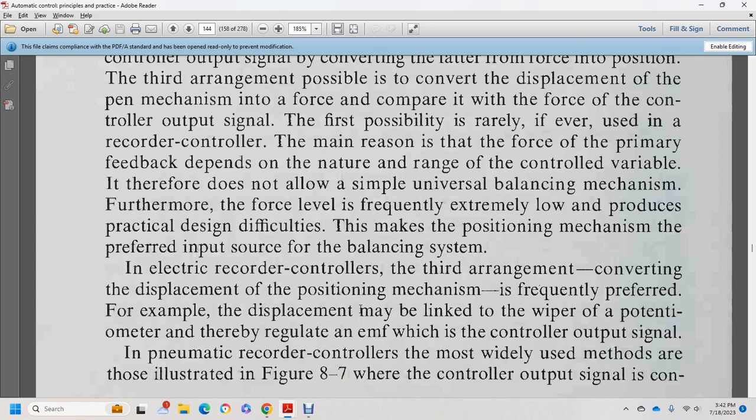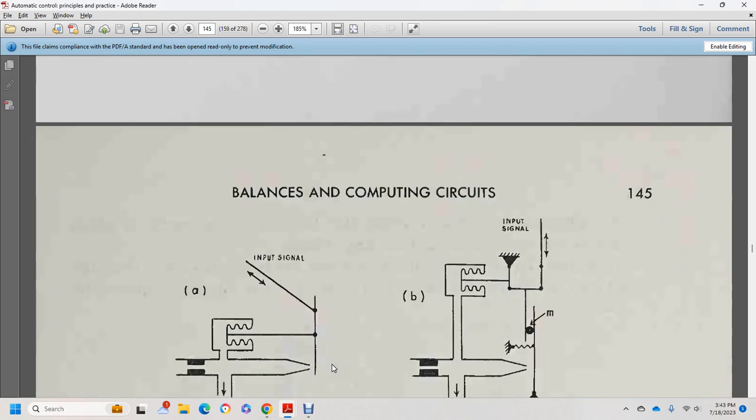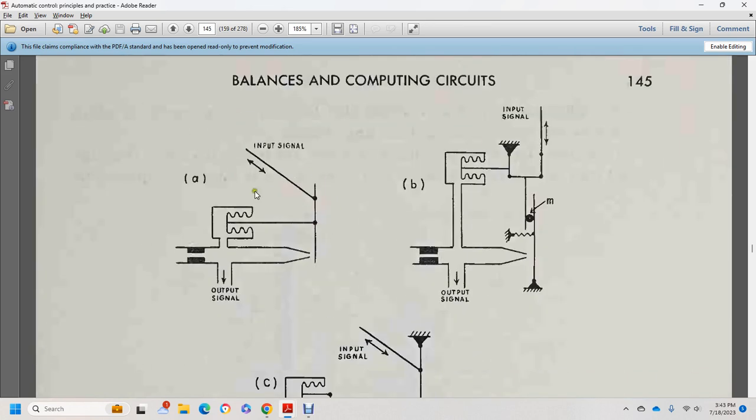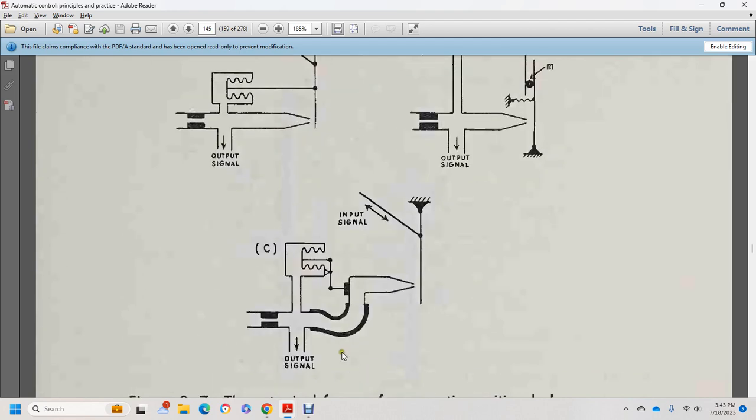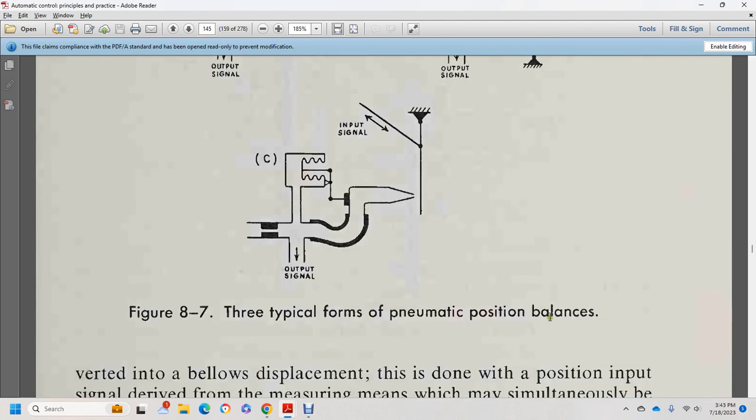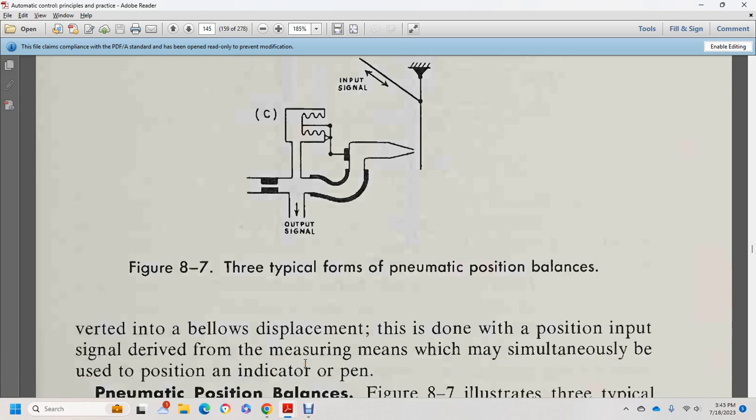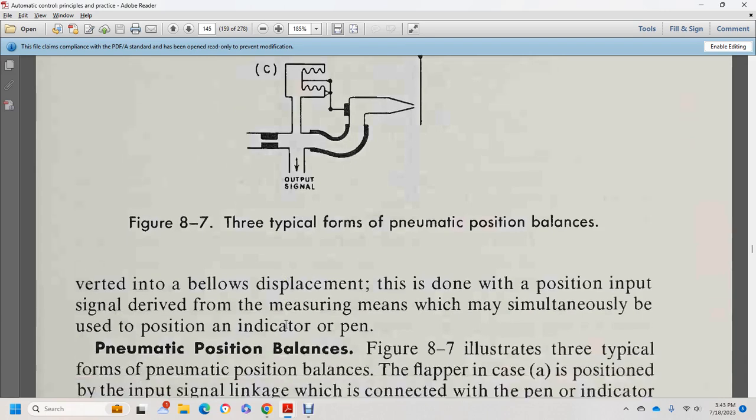The pneumatic recorder control is one of the most widely used methods, illustrated in figure 8.7, with the control output signal. It shows the input signal and output signal, and that shows the three typical pneumatic panel position balances. The displacement is converted into the bellows with the position input and the signal derived. The measuring means can simultaneously be the position indicator of the pen.